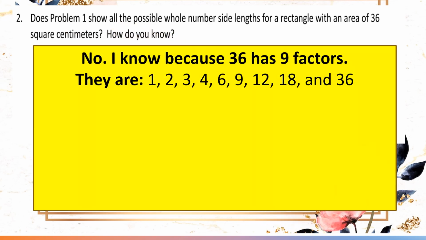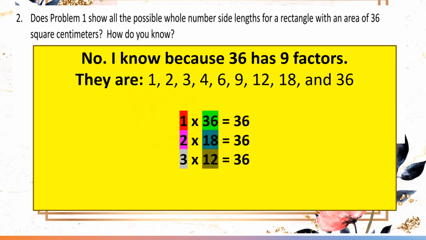Let's start with 1. 1 times 36 equals 36. 2 times 18 equals 36. 3 times 12 equals 36. 4 times 9 equals 36. And 6 times 6 equals 36.